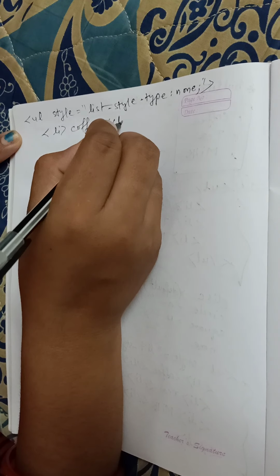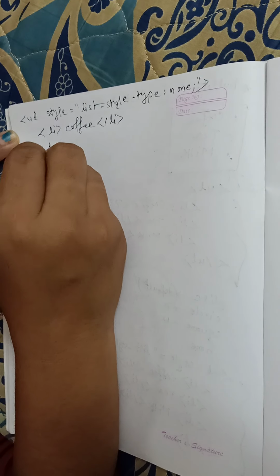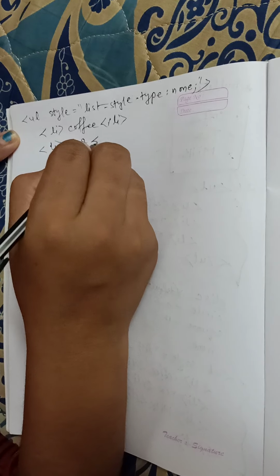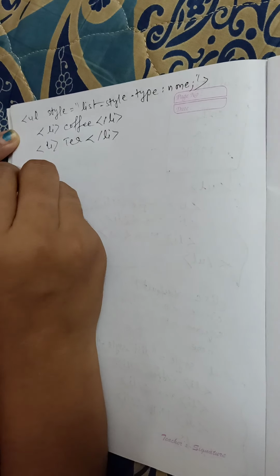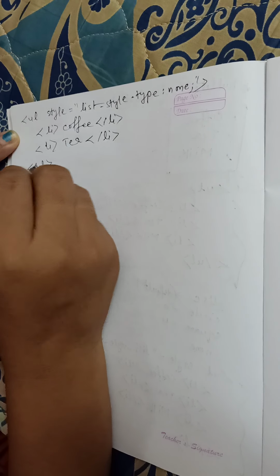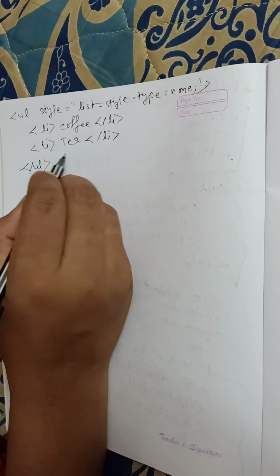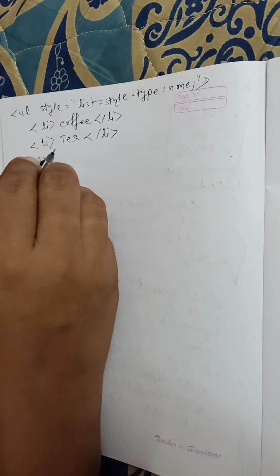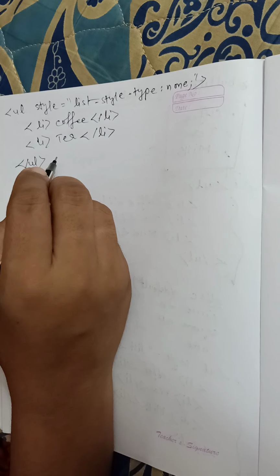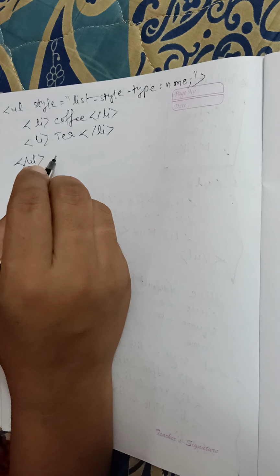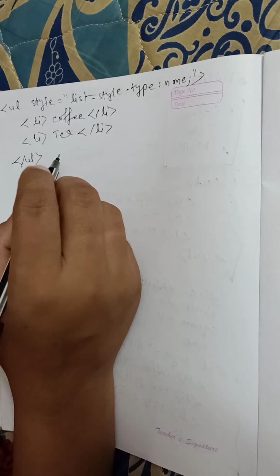Suppose coffee, then tea, it's another item I left over, I have not mentioned here. Okay, hope now unordered list is clear.